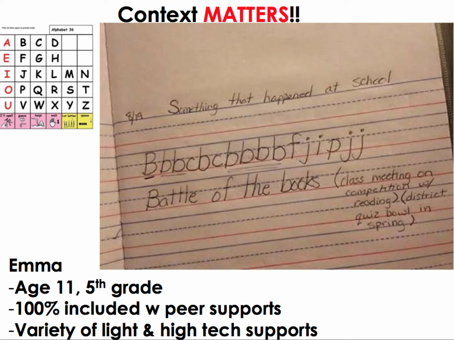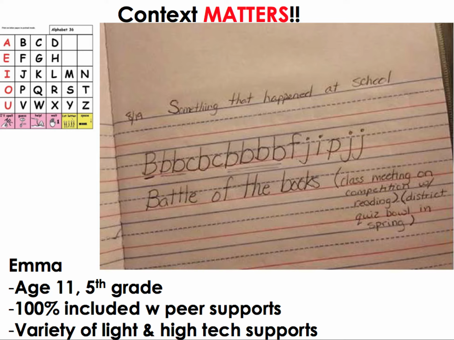Context matters. So if a student had used the alphabet I'm showing on the side, this alphabet board, to write. So this is Emma, who at the time of writing this was 11, a fifth grader, 100% included with peer supports using a variety of light and high-tech supports. And she'd been writing about, they asked her to write about something that happened at school that day.